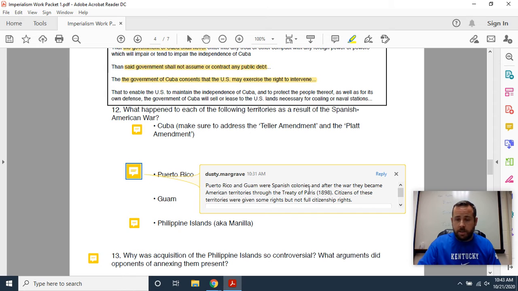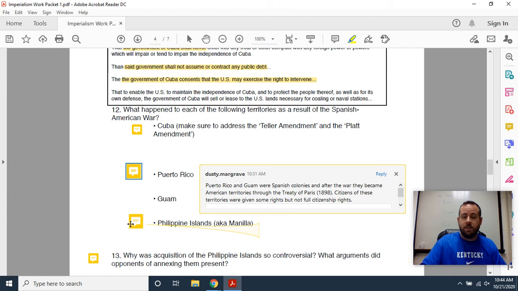Puerto Rico and Guam were also Spanish colonies, and they become American territories through the Treaty of Paris. We still have these territories today. Puerto Rico and Guam are still part of the United States. Citizens of these territories are given some rights, but not full U.S. citizenship rights. And there's much talk about, will those territories at some point become a 51st or a 52nd state? Will they get full rights, or are they going to stay in this kind of territorial status? But to this day, the United States still owns Puerto Rico and Guam. And we got those from the Spanish-American War.